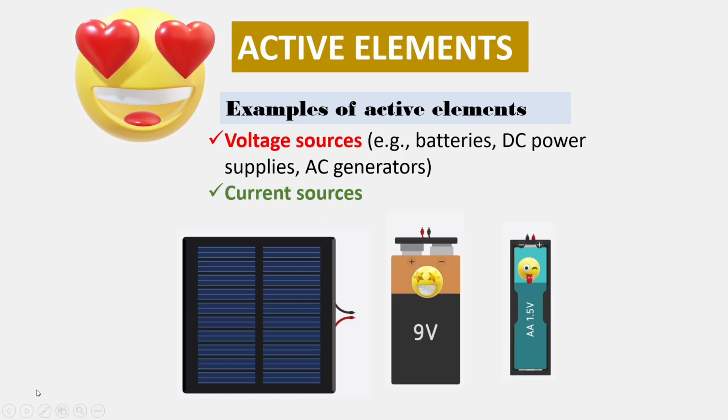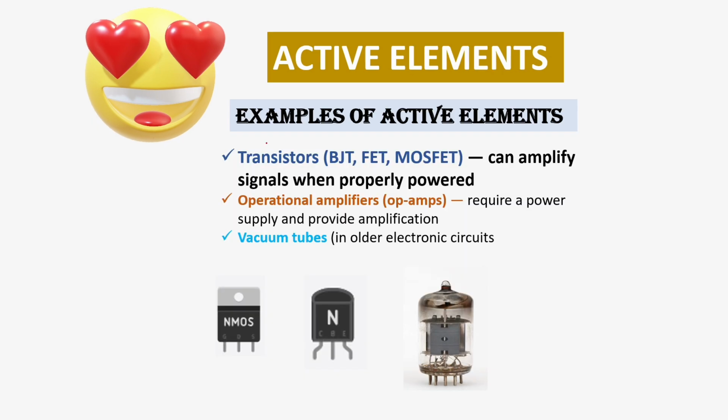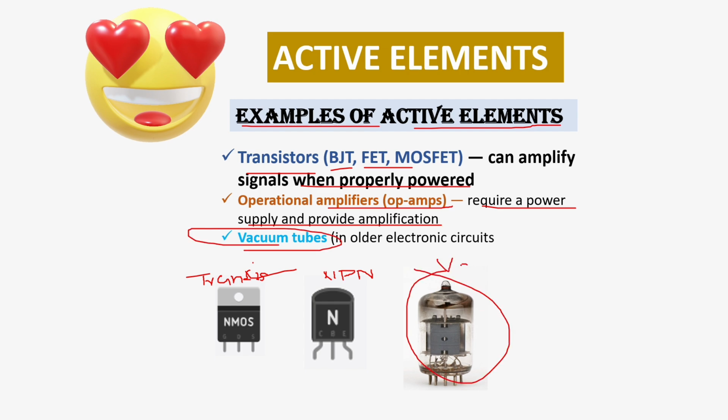Examples of active elements include voltage sources like batteries, solar panels, DC power supplies, and AC generators. Current sources are also active elements. They supply energy to the circuit and require an external source to operate. Other active elements include transistors, op-amps, and vacuum tubes. Transistors amplify and switch signals, op-amps amplify weak signals, and vacuum tubes perform similar functions in older electronic circuits. All of these require an external power source to operate.